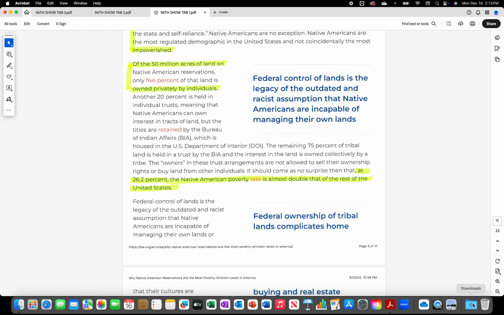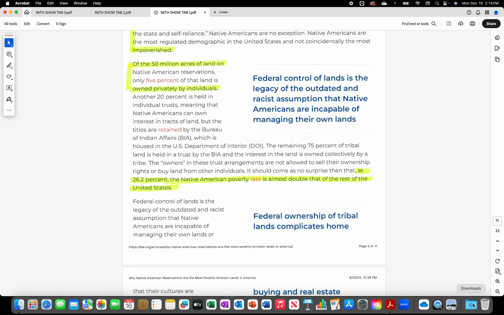Of the 50 million acres of land on Native American reservations, only 5% of that land is owned privately by individuals. Over 50 million acres of land, or properly of American soil, on Native American reservations. Only 5% of that land is owned privately by individuals. Now, how many acres of land are there in the Americas? And what percentage of that land is owned privately by the American Indians?